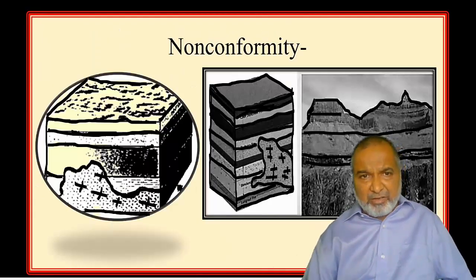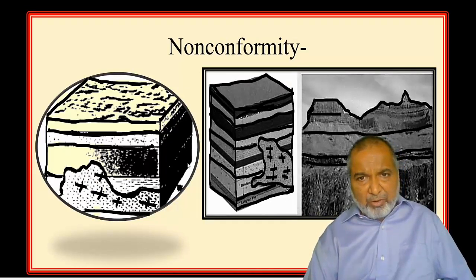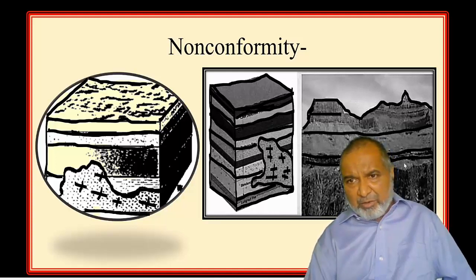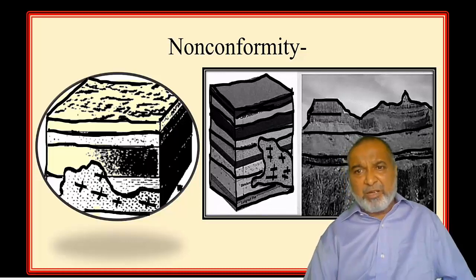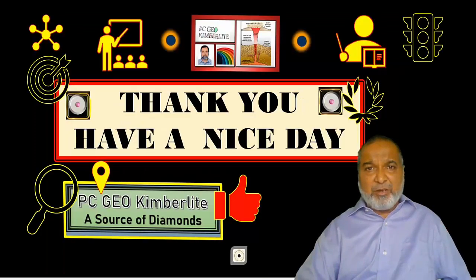As you can see here, this is the magmatic intrusion, and these are the sedimentary rocks. Here also the magmatic intrusion, and these are the sedimentary. So here we have the magmatic intrusion, and these are the sedimentary ones. So this is a non-conformity.